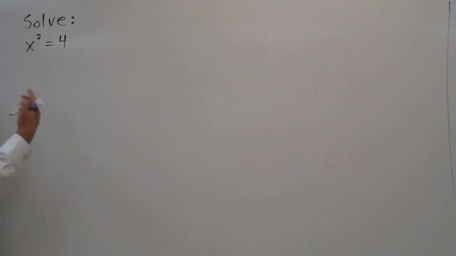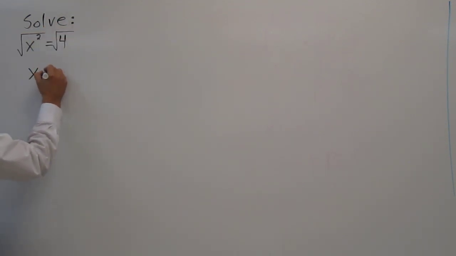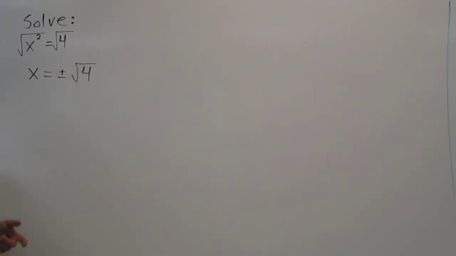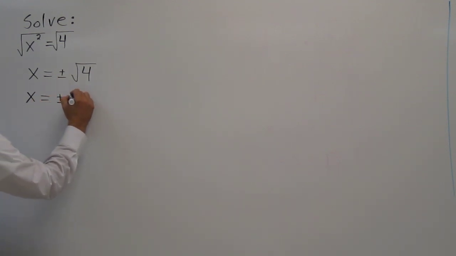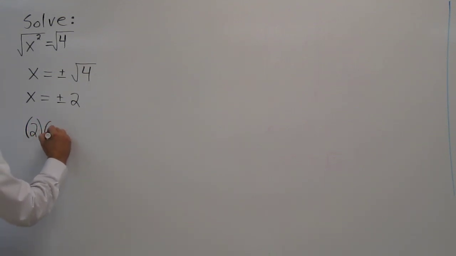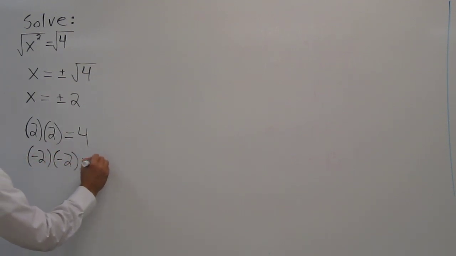This means some number times itself equals 4. Now to solve this, we would take the square root of both sides, and we end up with x equals plus or minus the square root of 4. The square root of 4 means some number times itself equals 4. Well, it turns out that number is 2. We can check this by noticing 2 times 2 equals 4, and also negative 2 times negative 2 equals 4. That's why the plus minus is needed.